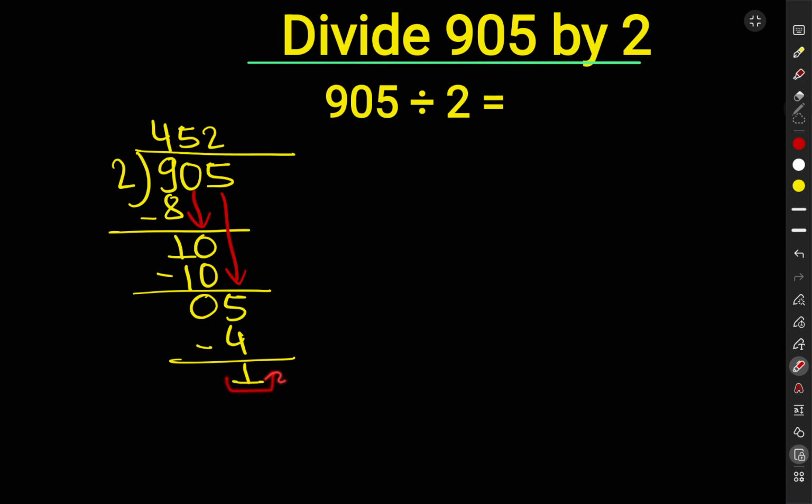So now this 1 is less than 2 and there is no other number to put down. So we put a decimal here so that we can put 0. So now it is 10 and 2 times 5 is 10. On subtracting we get 0. So 905 divided by 2 is 452 decimal 5.